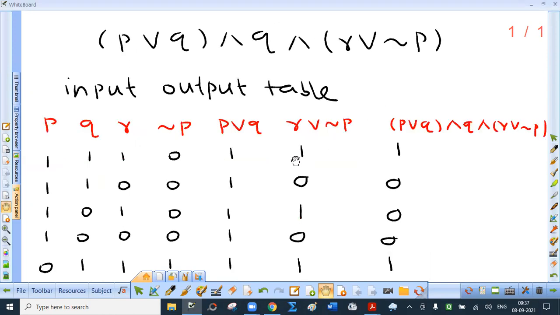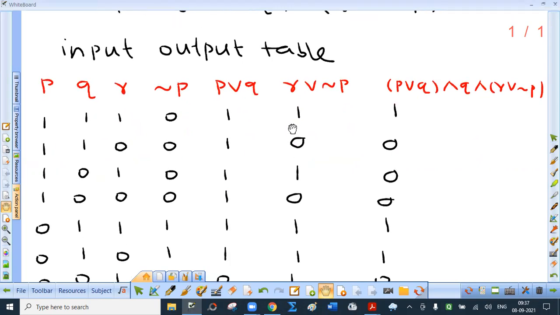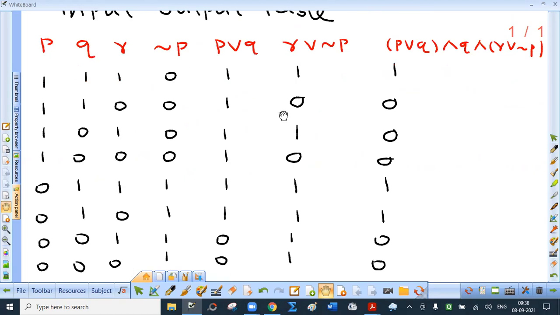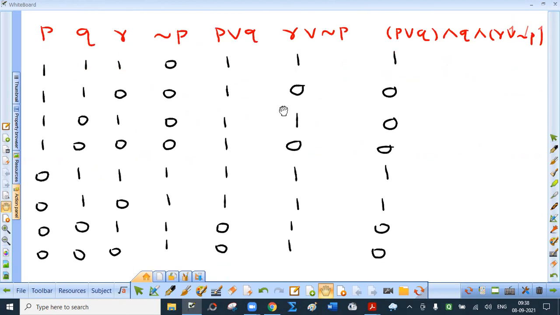Simple. So input output table, you may say that can we write, we will name this as 1, P or Q as 2, this as 3, and then 2 and 3 and 1. Yes, that is allowed. So this is the input output table. Please check the entries in the last column. 1, 0, 0, 0, 1, 1, 0, 0. Write down.